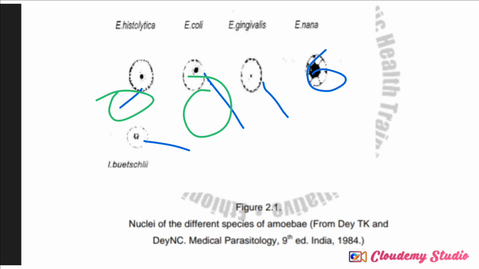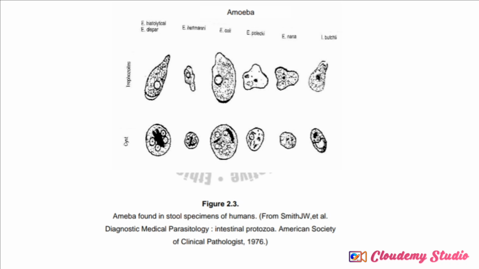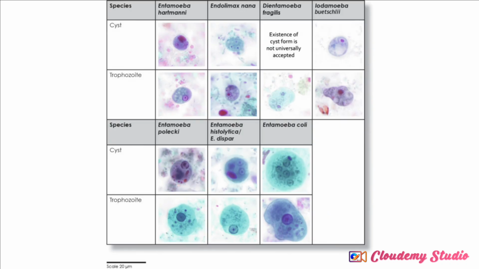Now, look at the next image here. This is an amoeba found in the stool of human. Understand? Look at it. We have Entamoeba dispar and histolytica. This is the trophozoite form. This is the cystic form. We have Entamoeba hartmanni. We have Entamoeba coli. We have Entamoeba polecki. We have Endolimax nana, and we have Iodamoeba buetschlii. These are images of these organisms. You understand? And let's talk about the morphological differences between each organism.